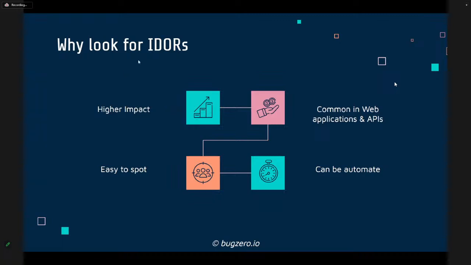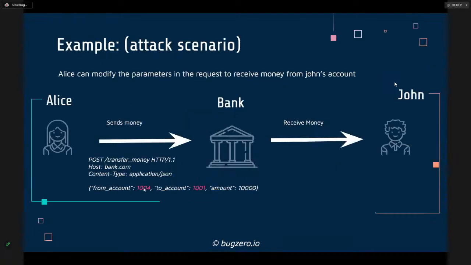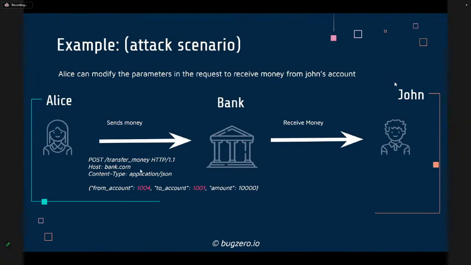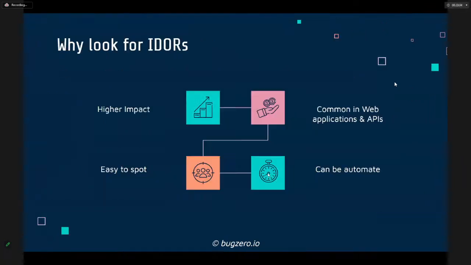One thing is, even though IDOR is a very simple type of thing, you can see in this request we didn't do much. We just changed two parameters, and then we were able to find a critical vulnerability in the system. So we can get higher impact vulnerabilities, and these are very easy to spot as well. If you monitor the network traffic on the application, you can find a lot of these kinds of requests. And these are very common in web applications and APIs, like REST APIs and GraphQL.